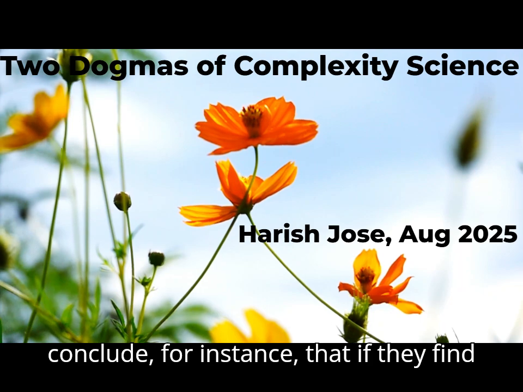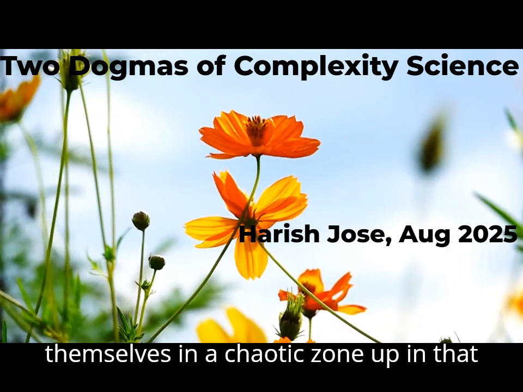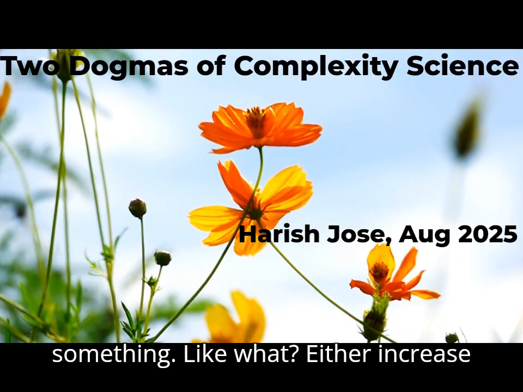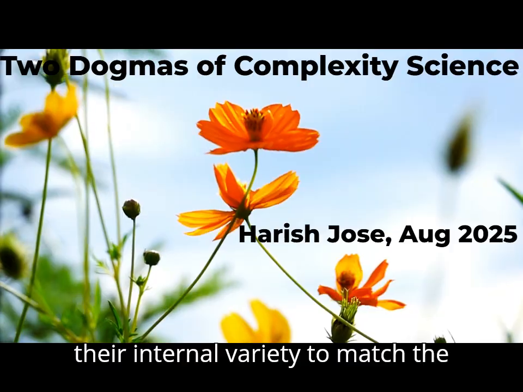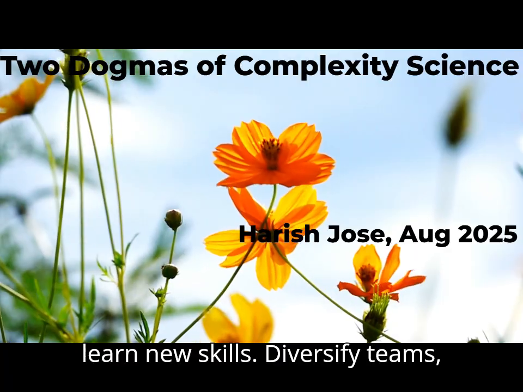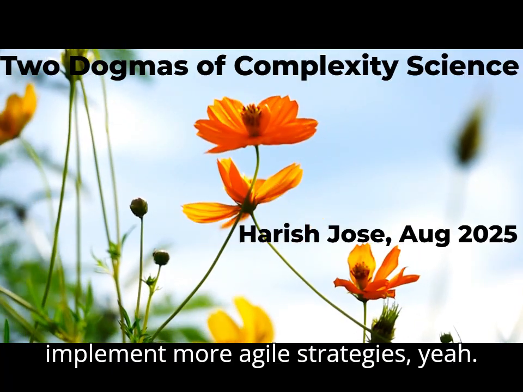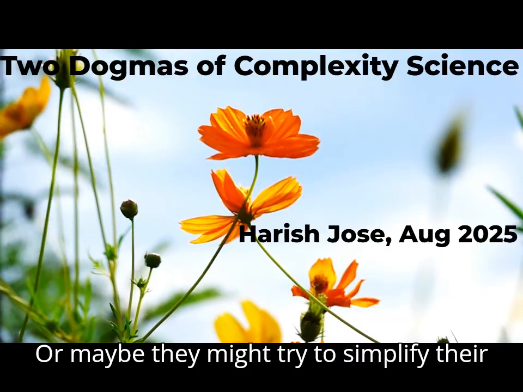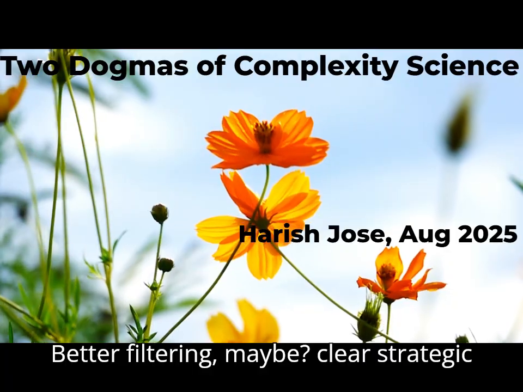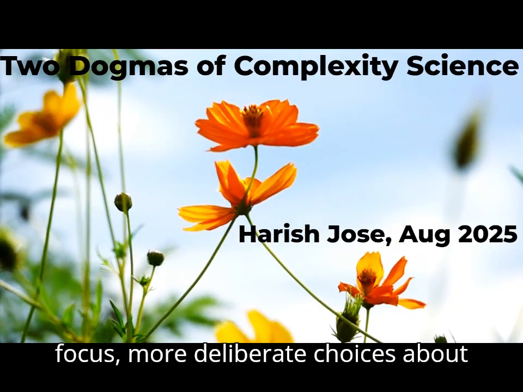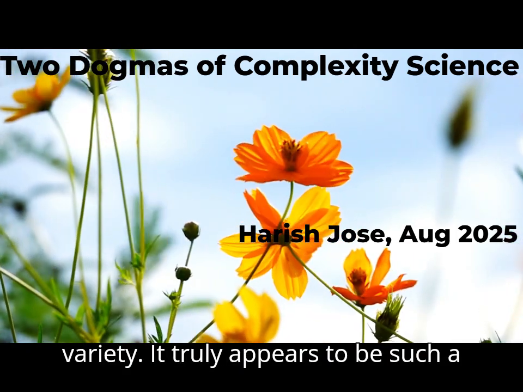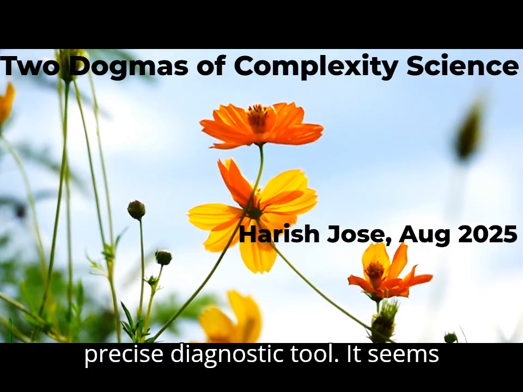Right. They might conclude, for instance, that if they find themselves in the chaotic zone, up in that top right, well, they need to do something. Like what? Either increase their internal variety to match the external complexity. Get more flexible, learn new skills. Diversify teams, implement more agile strategies, yeah. Or maybe they might try to simplify their environment. How would they do that? Better filtering, maybe? Clear strategic focus, more deliberate choices about which parts of the environment to engage with, kind of reduce the incoming variety.